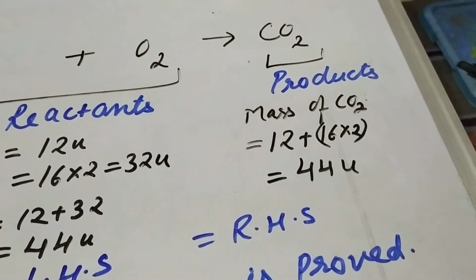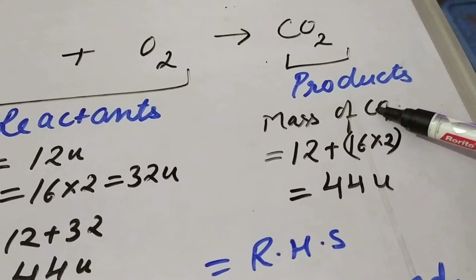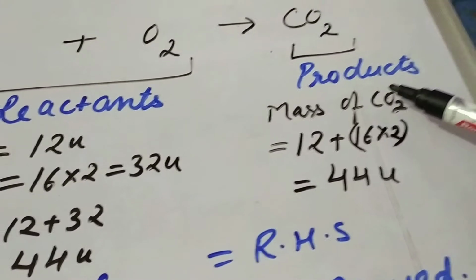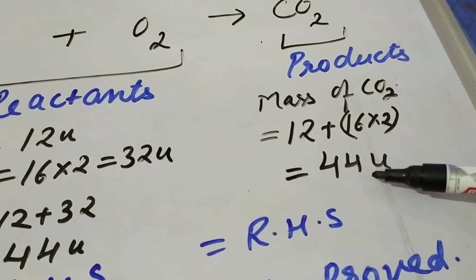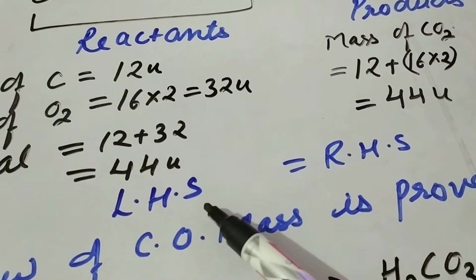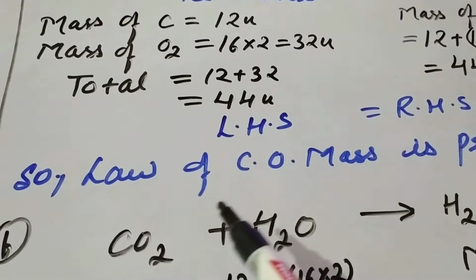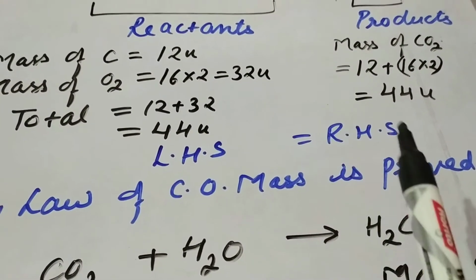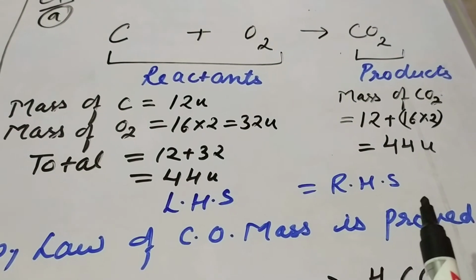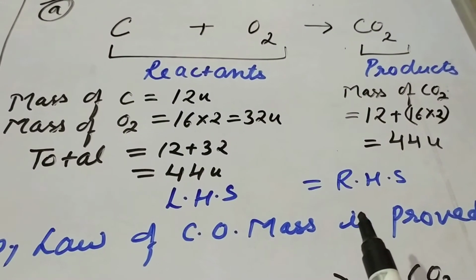Now here mass of products, mass of CO2, how will you calculate? Carbon is having weight 12 units and oxygen again 2 atoms. So 16 into 2, and again you will calculate, you will get here 44 U. So LHS is equal to RHS, and hence the law of conservation of mass is proved here. So there is neither a gain nor a loss in the weight of products from that of reactants. So mass remains conserved in the reaction.